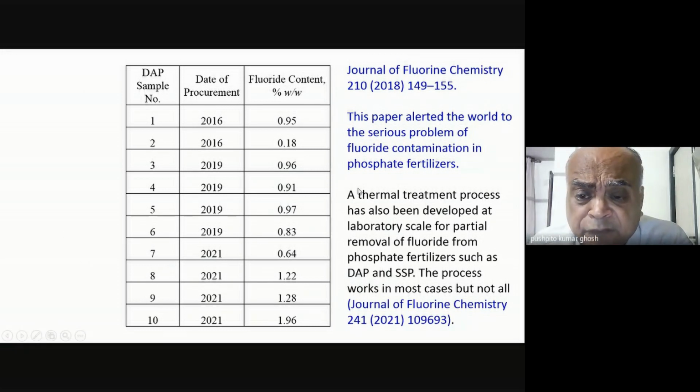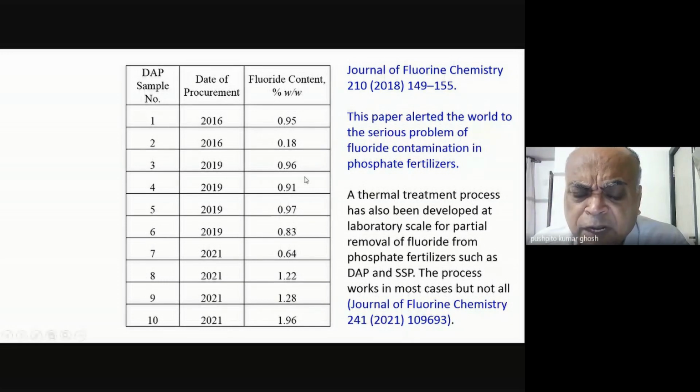In fact, recently, about a year back, we looked at this: once you have made the fertilizer, there's no point talking about phosphoric acid and fluoride removal because you've already made it. The question is, should it just be allowed to be used in the field, or should there at least be a fallback option where you might be able to remove it even after you have made a fertilizer? So a thermal treatment process has been developed.